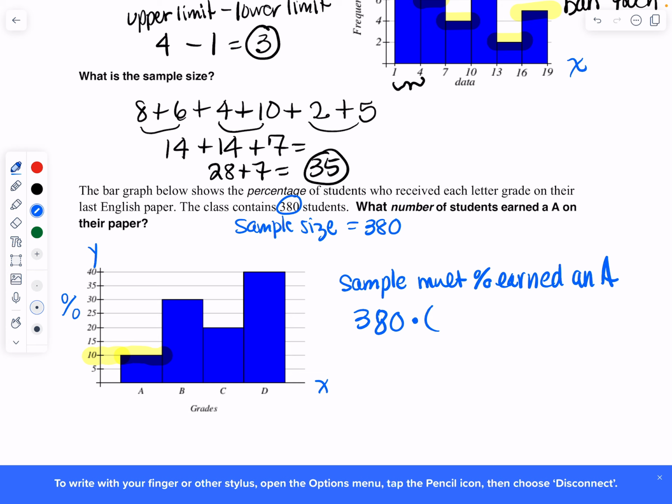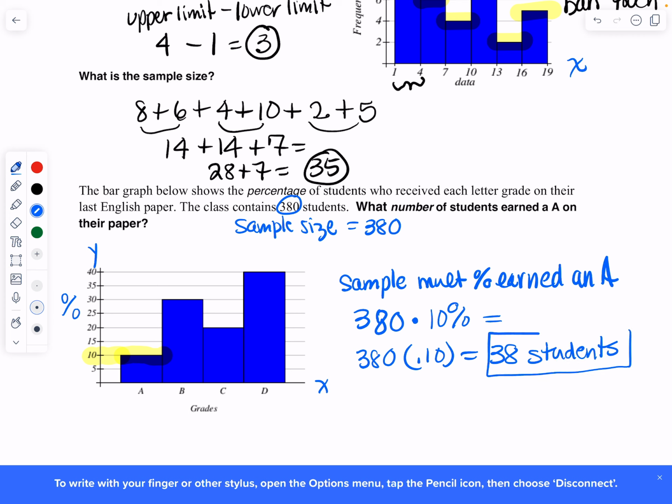times 10%, and we're going to find out what that equals. Remember that with percent, you have to change that into a decimal. So 10% is 0.10. Okay, and if I multiply that together, I'm going to get 38 students. So out of that 380 population, 38 of those students earned an A in the class. Okay?